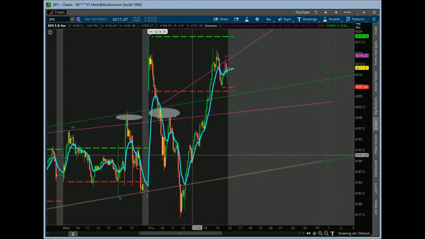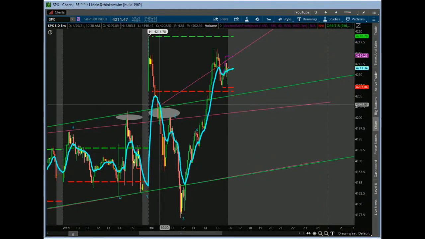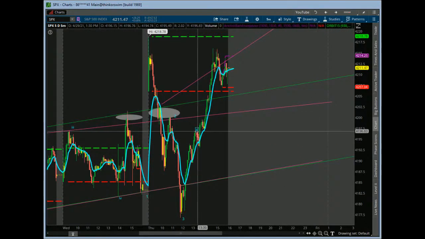Oh, sorry. 3, 4. Right? And so what he doesn't want to do is, if this thing starts to work its way back up, he doesn't want to trade in the opposite direction of a Wolfe wave setup.